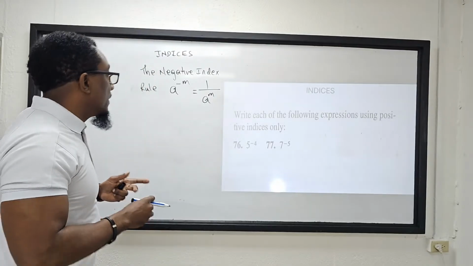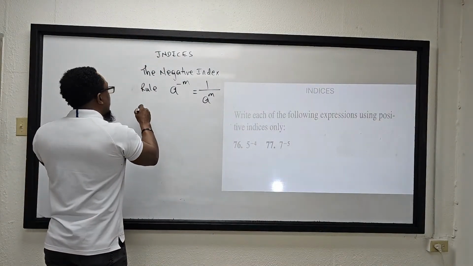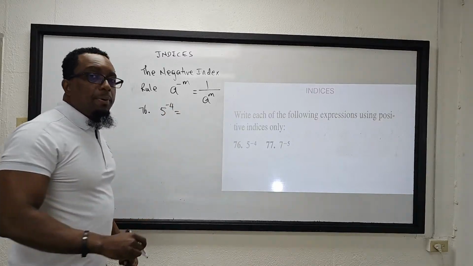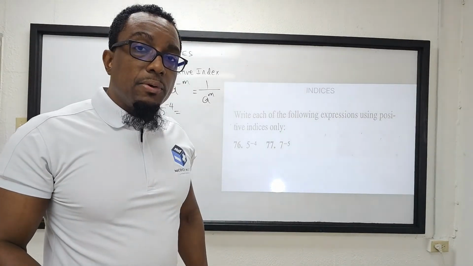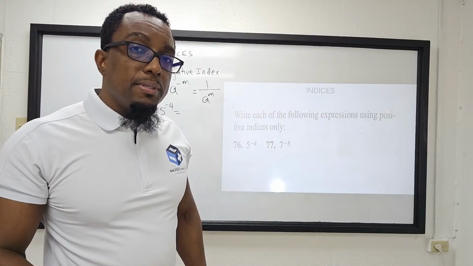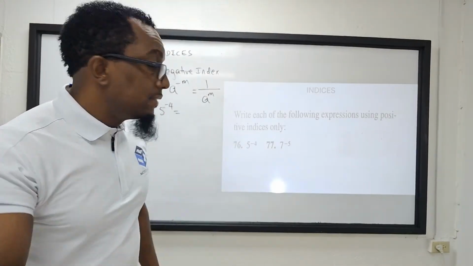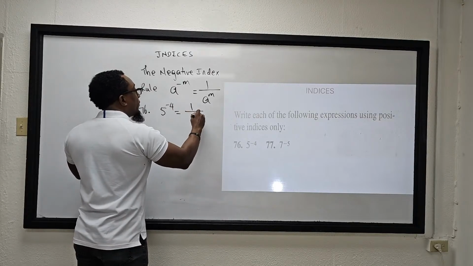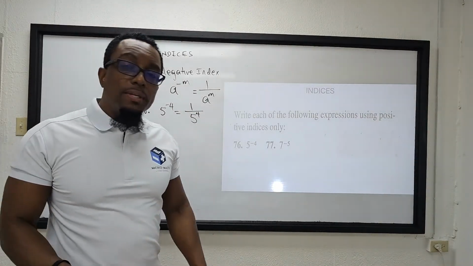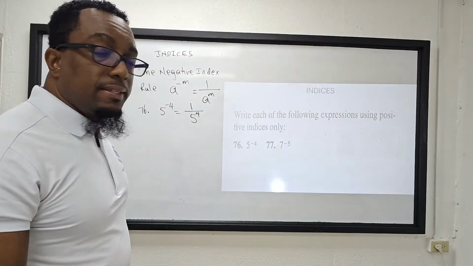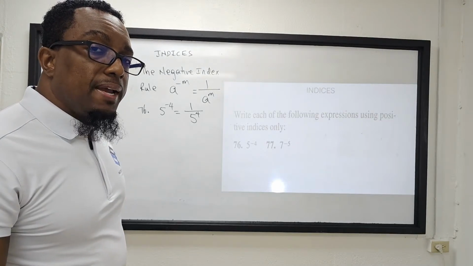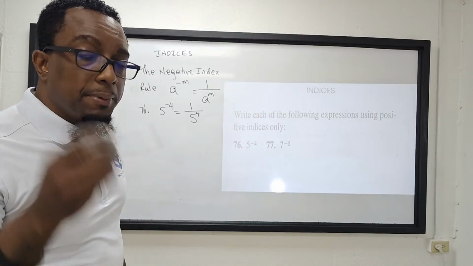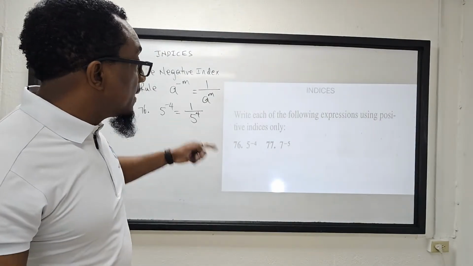So if you have, let's look at 76 and 77. 5 to the power of negative 4. Again, what you're going to do, you want to move it from a negative to a positive index. Put 1 all over 5 and negative 4 becomes positive 4. And that's what we wanted. Unless they ask you to simplify it further, which means you multiply 5 by itself 4 times and you get a value for that. So put 1 all over that value. But we leave it in the index form.